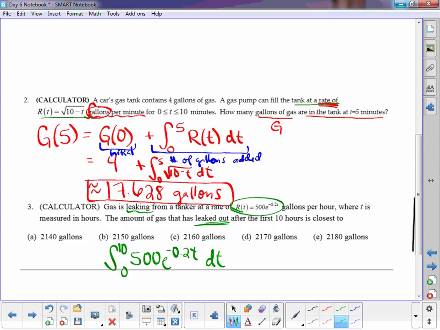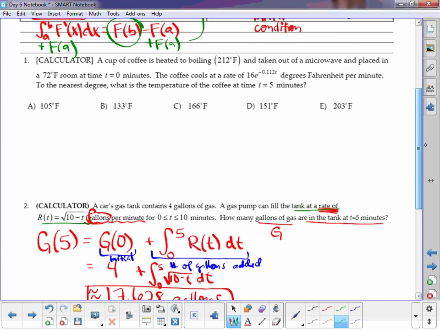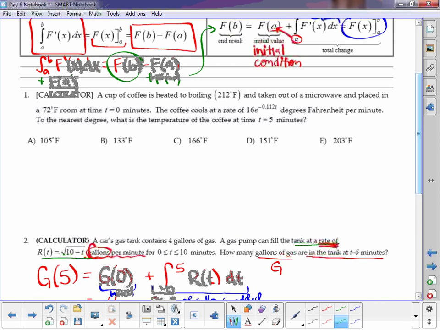Check what you got on your calculator with the person next to you. Alright, do we get A, B, C, D, or E? C as in caterpillar? Alright, are we good with this so far? Okay, now let's take a look at one. It's still the same idea, but you've got to be careful.